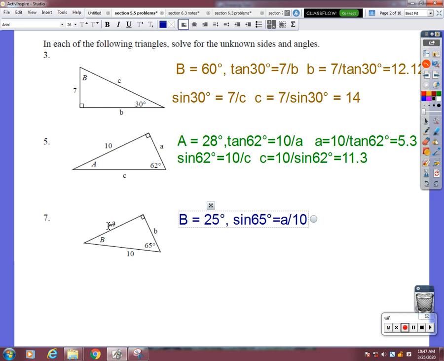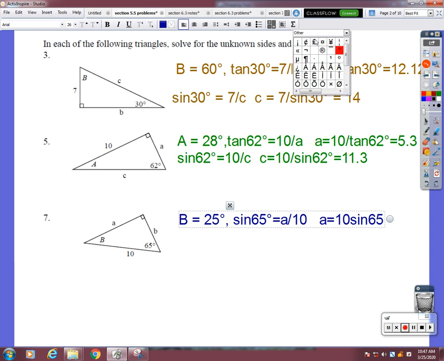divided by the hypotenuse. So now notice that my variable is back on top again. See here the variable was on the bottom, here the variable was on the bottom, so that's why we had to do that little trick. Now I don't have to do that trick, I can just say that A is equal to 10 times sine of 65 degrees, because I've just multiplied both sides by 10. So I just ask my calculator, what is 10 times the sine of 65 degrees? And it tells me 9.06.